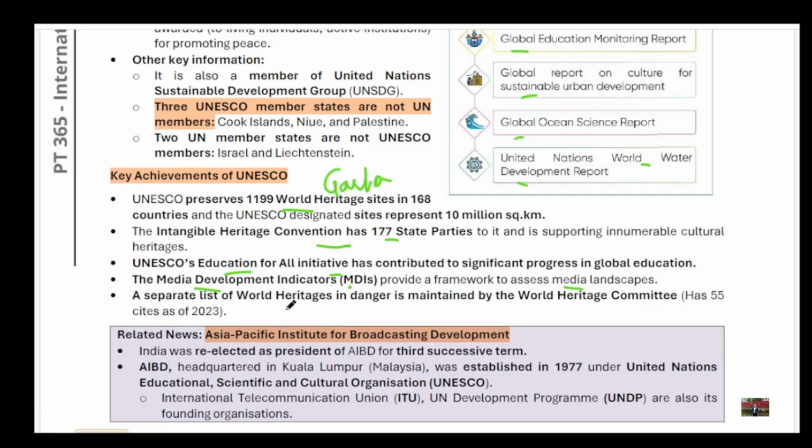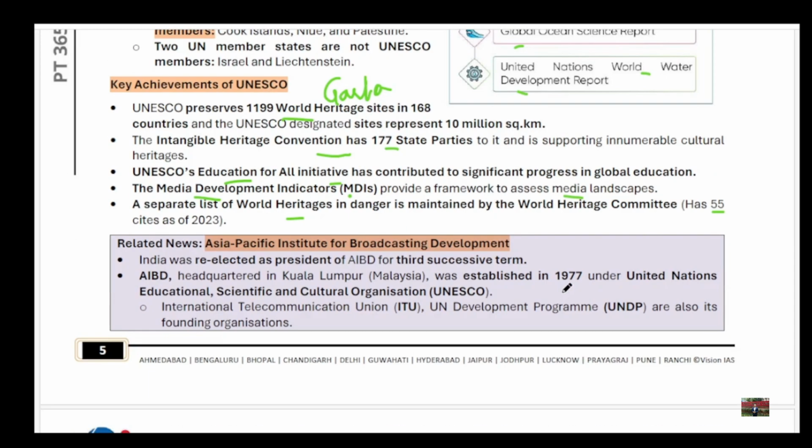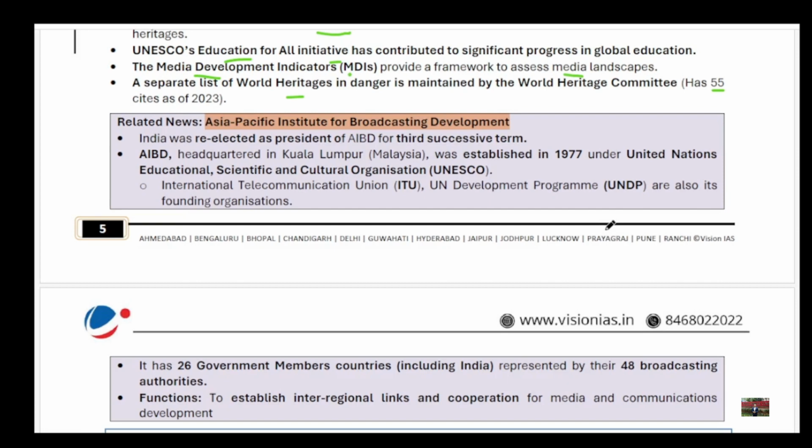A separate list of World Heritage in Danger is maintained by the World Heritage Committee and has 55 sites as of 2023, right? So there is a separate list by the name World Heritage in Danger, and emphasis has been given to it by UNESCO, and there are a total of 55 sites as of 2023 under World Heritage in Danger, right? So one of the very important related news items of UNESCO is that India was recently re-elected as president of the Asia-Pacific Institution for Broadcasting Development, right?